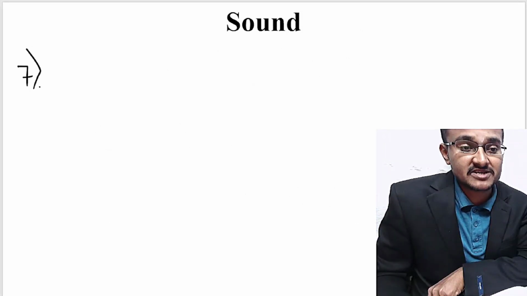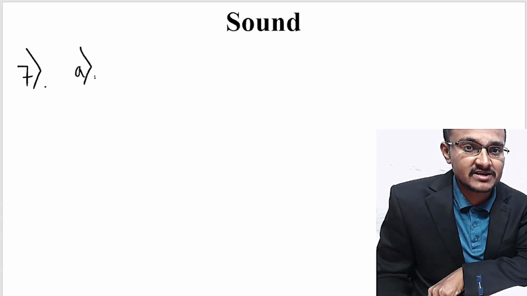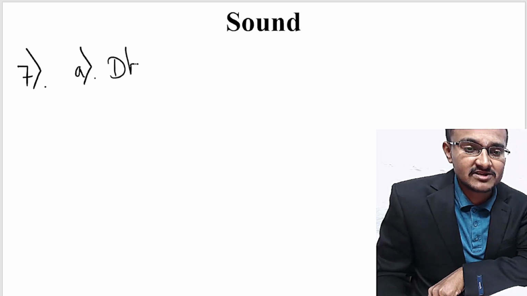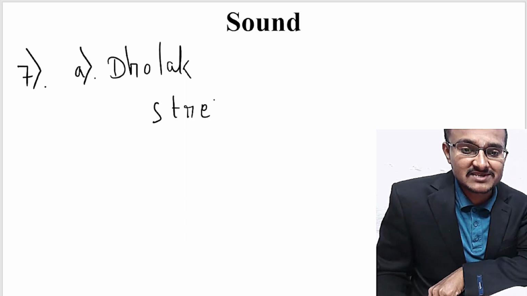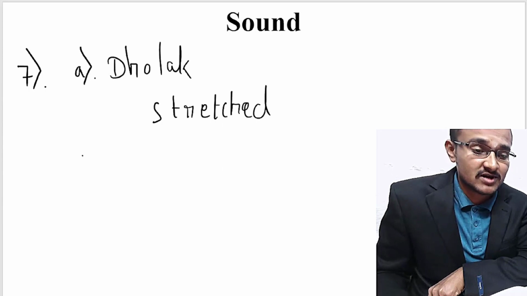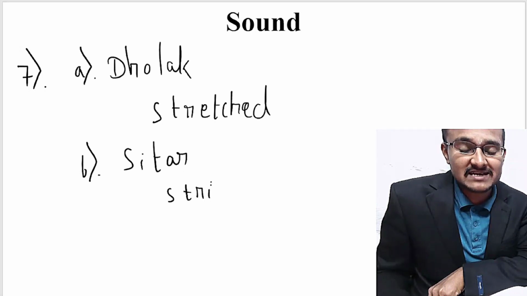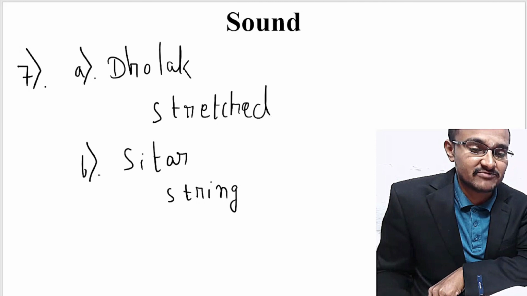Coming to the seventh question, they have asked which part of this particular musical instruments vibrate to produce sound. So coming to the question A, they have given dholak. So dholak has a stretched membrane in it. So that particular stretched membrane will produce the sound. So coming to the B question, they have asked sitar. So the string which is there in this particular sitar will produce the vibration.